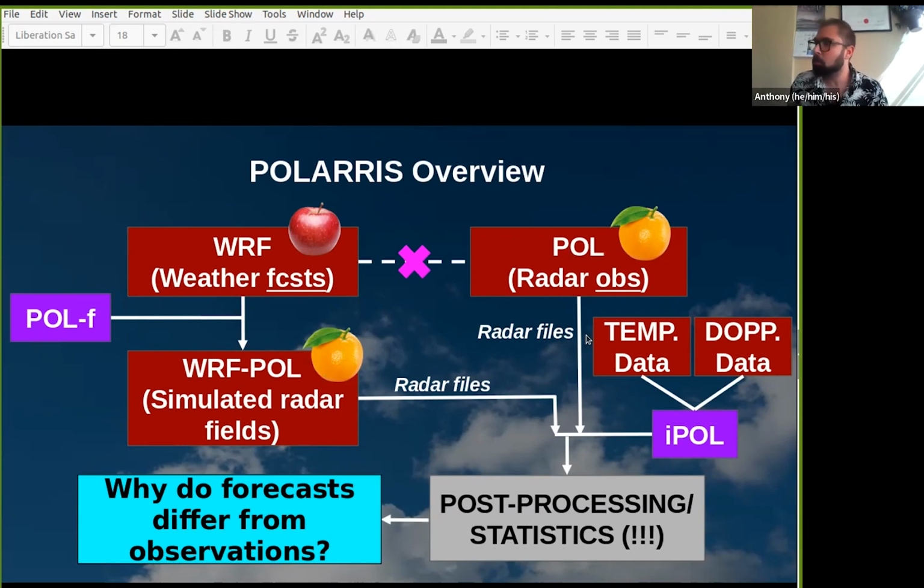Now, in addition, you can integrate temperature data to help inform the hydrometeor classification and Doppler velocity data to help inform vertical and horizontal velocity fields. And once you have all these together, you can now make this very direct comparison and have some post-processing and statistics computed, which can then allow us to answer the question, as we've been answering over many, many years, why do forecasts differ from observations? And now it's not only in a point sense, but also in a spatial sense.